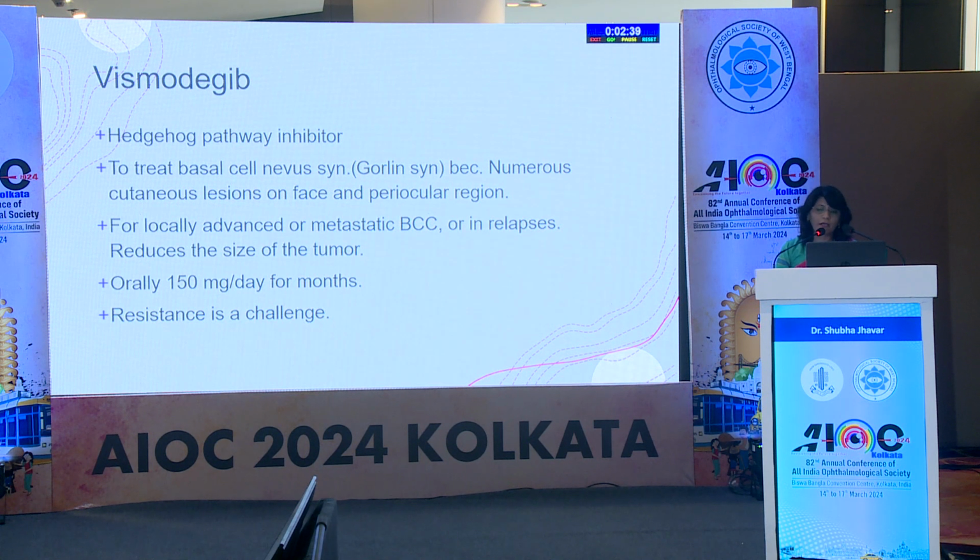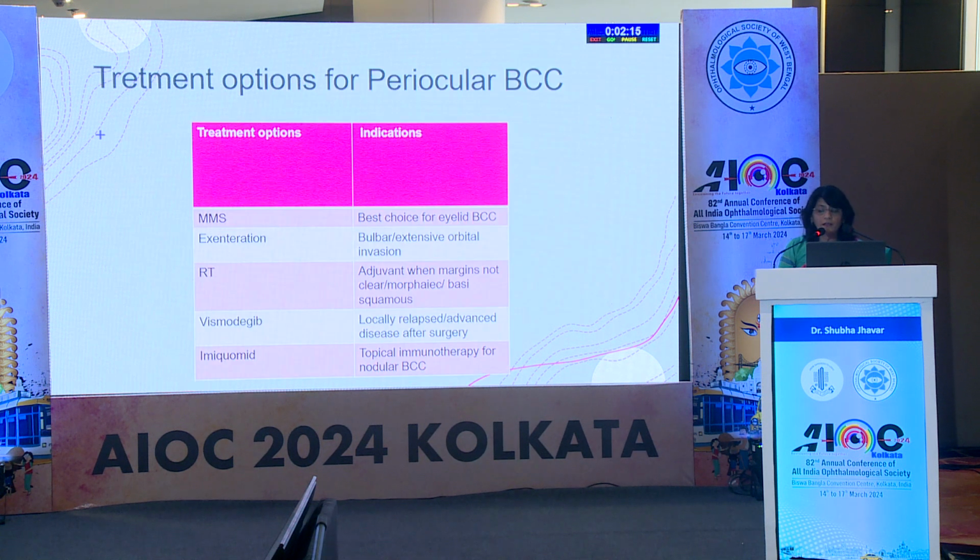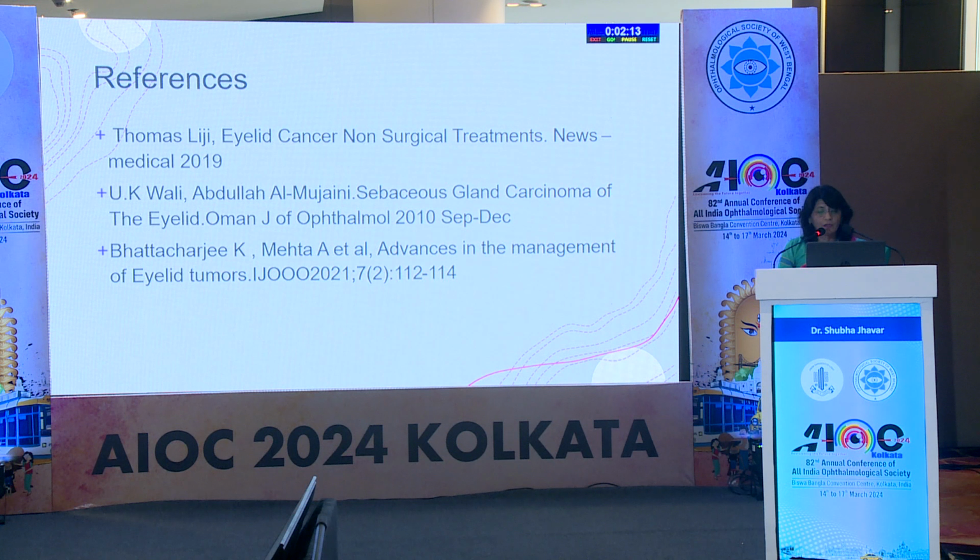This is a hedgehog pathway inhibitor to treat basal cell nevus syndrome or Gorlin syndrome, where numerous cutaneous lesions on the face and periocular region are seen. And this is used for locally advanced or metastatic basal cell carcinomas or in relapses. This reduces the size of the tumor and has to be given orally 150 milligrams per day for months. But resistance is of course a challenge, and we don't get this here. That's why we are not using it.